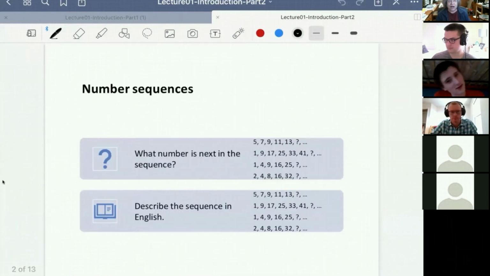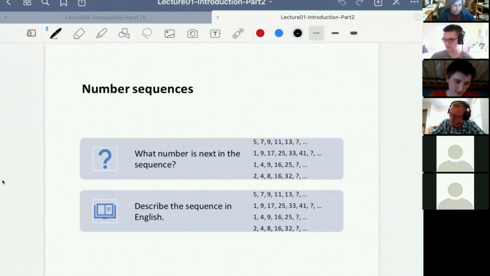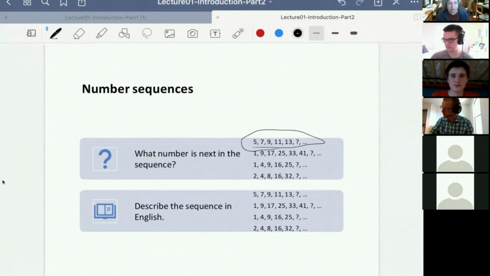So the first topic is section 1.2 in the book, and it's about number sequences. Number sequences are lists that can be infinitely long, but obviously you can't list things infinitely. So you look at a list that you have in front of you and you ask, what's the next number in, let's say, the top one? What do you think it is?